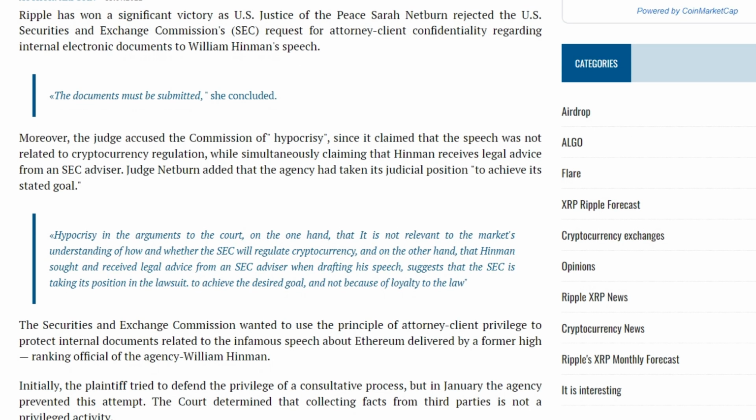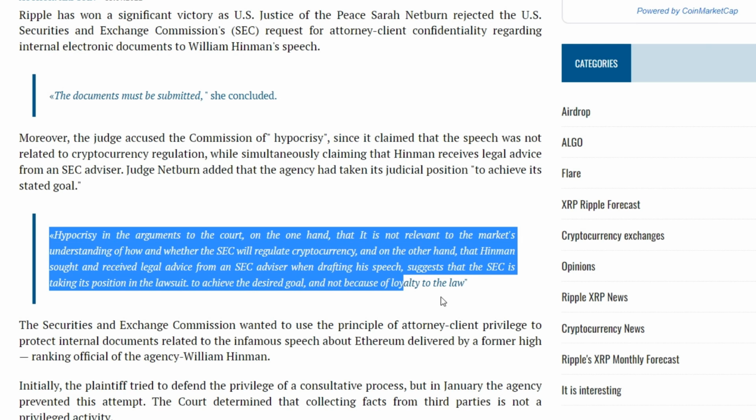Hypocrisy in arguments to the court, on the one hand, that it has nothing to do with the market's understanding of how and whether the SEC will regulate cryptocurrency, and on the other hand, that Hinman applied and received legal advice from an SEC advisor when drafting his speech suggests that the SEC takes its position in the process to achieve the desired goal, and not because of loyalty to the law.